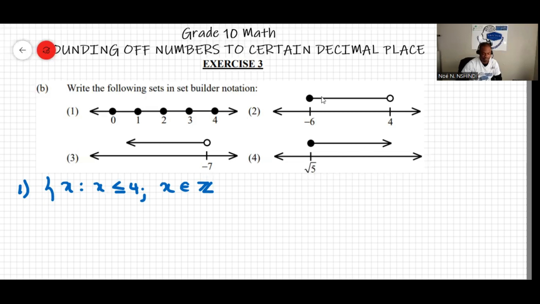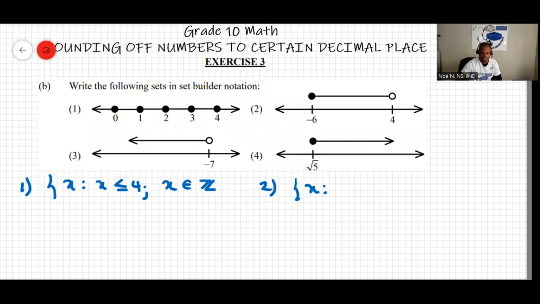Now for question two, we have this symbol, so we can say that x such that x is... We say -6 is lesser than or equal, because we have a full circle there, to x, and then x lesser than 0. You can say x is a real number. We can also say that x is an integer. It doesn't matter which one we put.